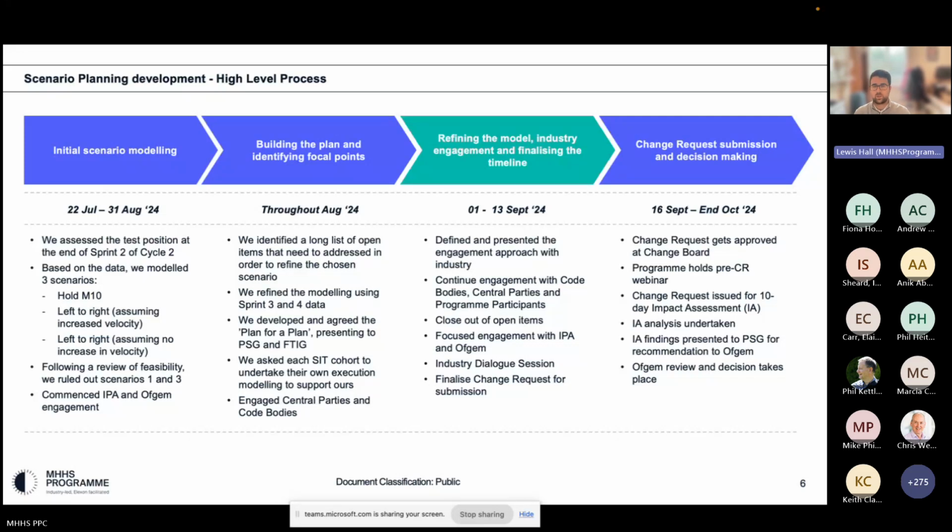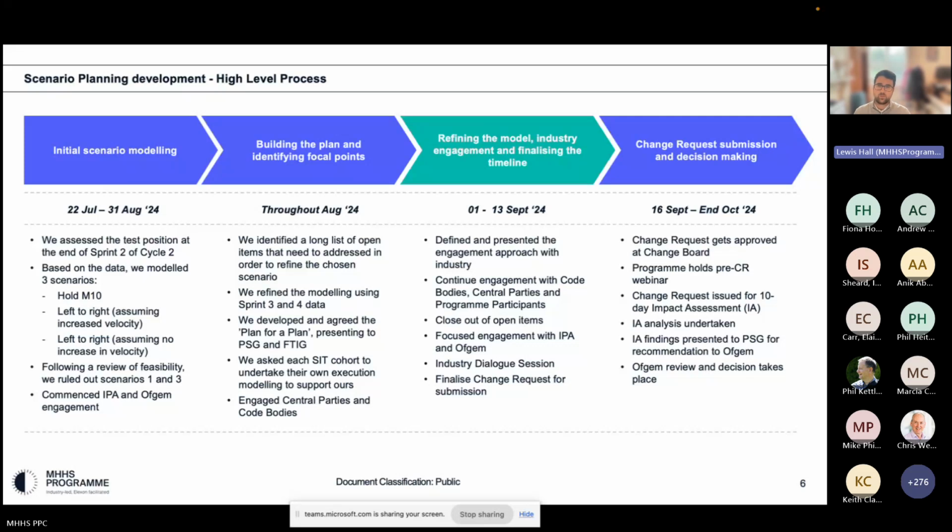And that brings us to where we are today in terms of defining the plan, closing out those open items, engaging wider with central parties, code bodies, and program participants, also focused engagement with the IPA and with Ofgem, which we've been doing over the last month or so, and then leading up to this point, which is of course the dialogue session.